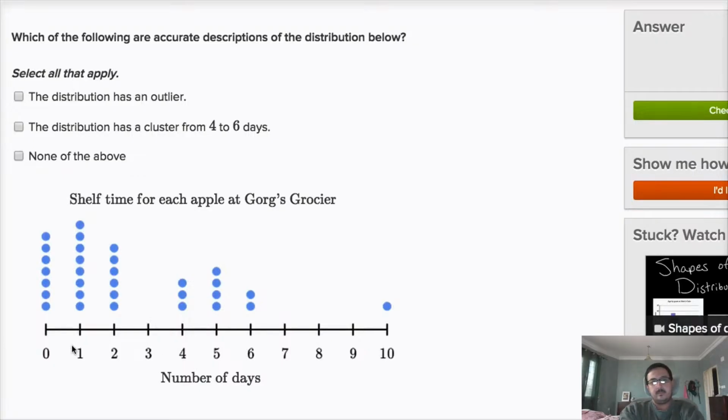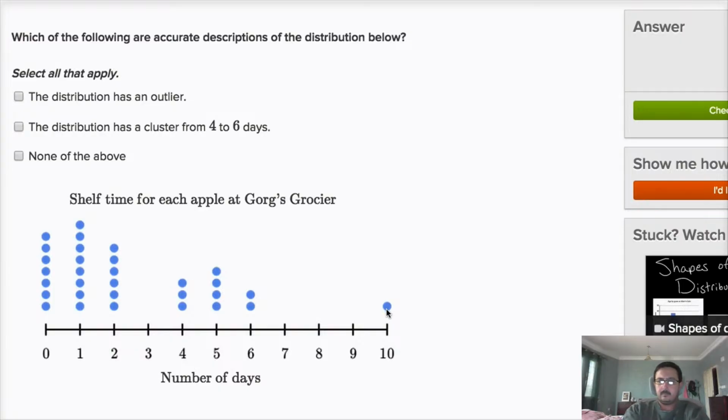And if we look over here, we have a lot of data points between 0 and 6. And just let's think about what they're measuring. This is shelf time for each apple at Gorge's Grocer. So, for example, we see there's 1, 2, 3, 4, 5, 6, 7 apples that have a shelf life of 0 days. So they're about to go bad. You see you have 1, 2, 3, 4, 5, 6, 7, 8 apples that are going to be good for another day. You have 2 apples that are going to be good for another 6 days. And you have 1 apple that's going to be good for 10 days.